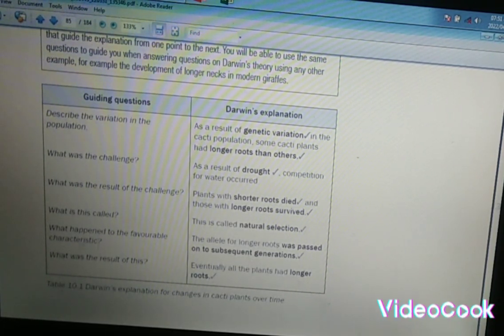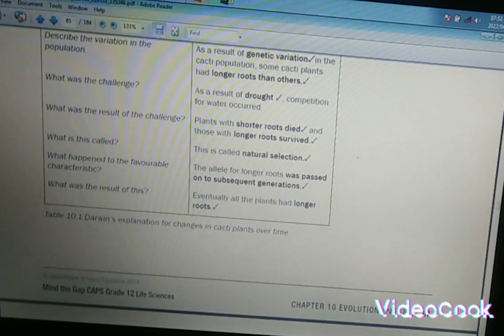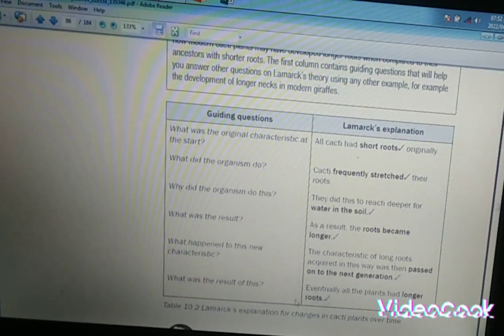The question goes on to say, what happened to the favorable characteristics? So the allele for longer roots was passed on to the subsequent generation. It was passed on to their offspring. So at the end of the day, we ended up getting cacti plants with longer roots. So what were the results? Eventually, all the plants had longer roots. That's with Darwin's theory. What about when we look at it from Lamarck's point of view?